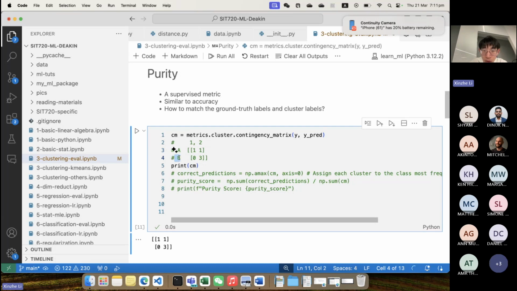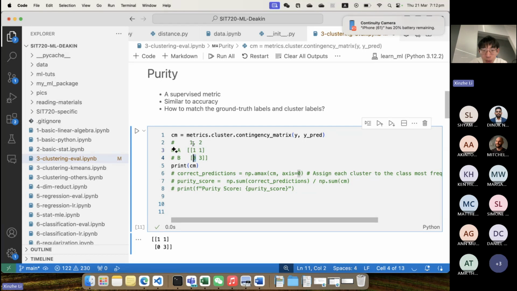The second corresponds to the label B. So the first column corresponds to cluster 1, the second corresponds to cluster 2. When you look at the first value in the first row and first column, it means this example is labeled as A and predicted in cluster 1. There is one example in cluster 1 labeled by A. There is one example in cluster 2 labeled by A.